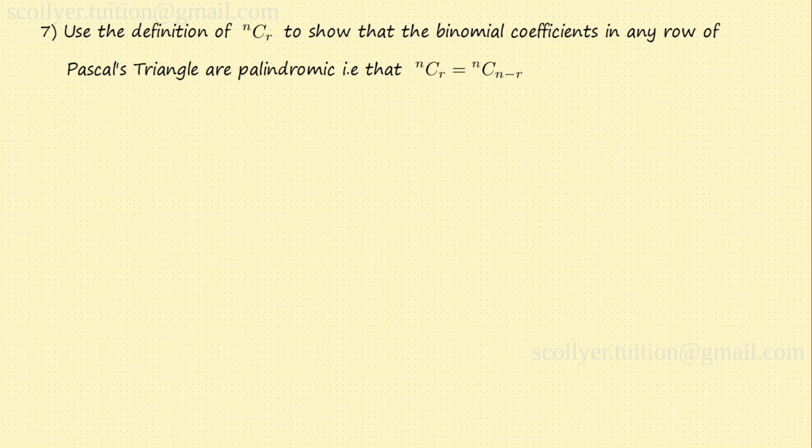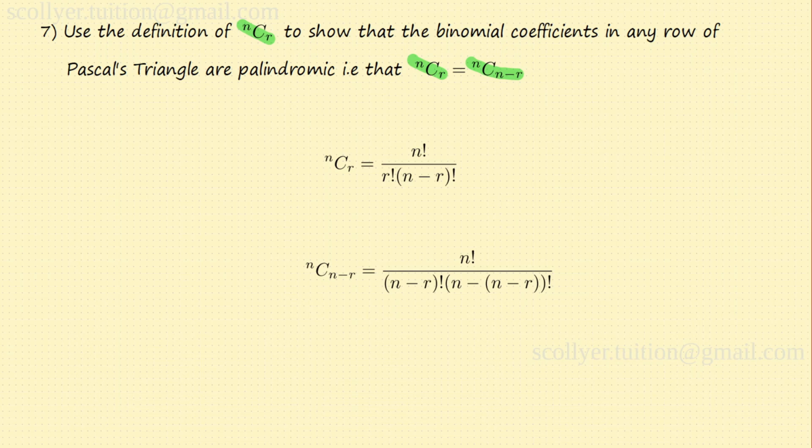Problem 7. Use the definition of nCr to show that the binomial coefficients in any row of Pascal's triangle are palindromic, i.e. that n choose r equals n choose n minus r. This problem is in fact identical to problem 6, except here we have to use the definition of nCr to show this relationship. The definition of nCr is given by this equation. nCr equals n factorial over r factorial times n minus r factorial.